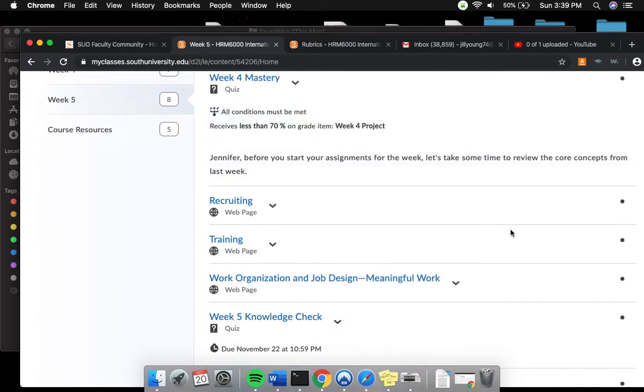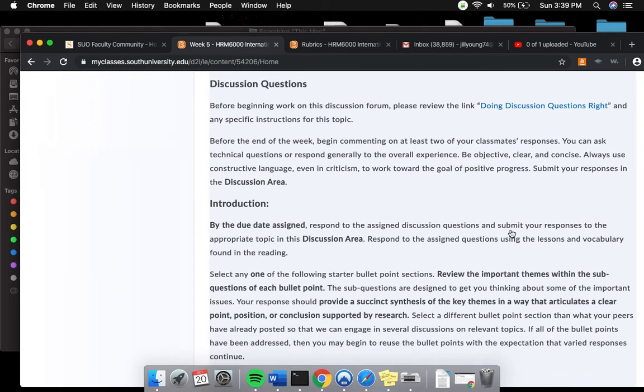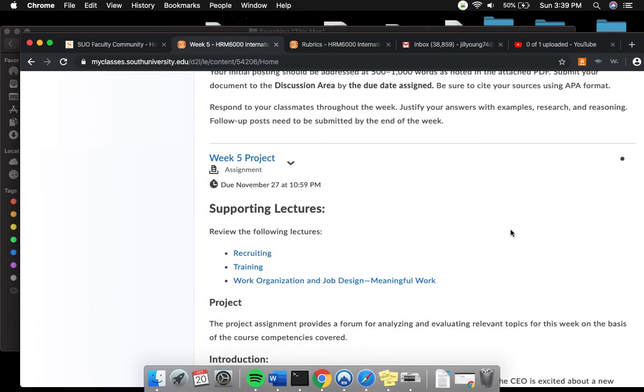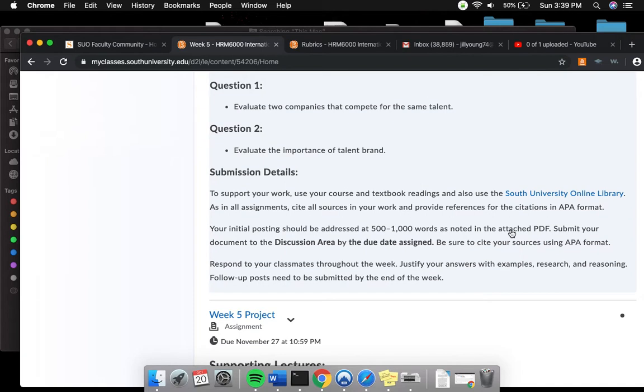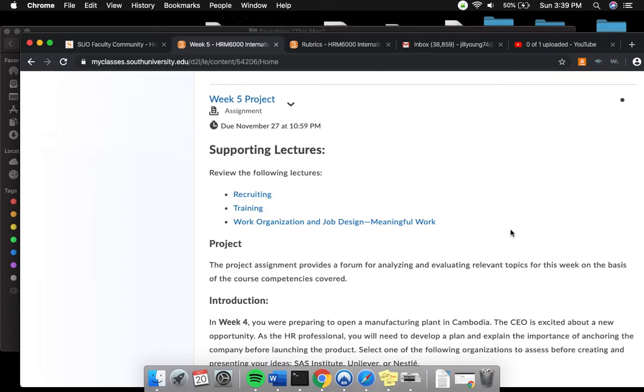So we're going to talk about recruiting training again, some more in depth on that. And so your discussion question this week is going to be basically evaluate 2 companies that compete for the same talent, or evaluate talent brand. Why is that important? You'll be reading about that in your text and in your online lecture, so make sure that you pick one and basically write about it. So use supporting sources.